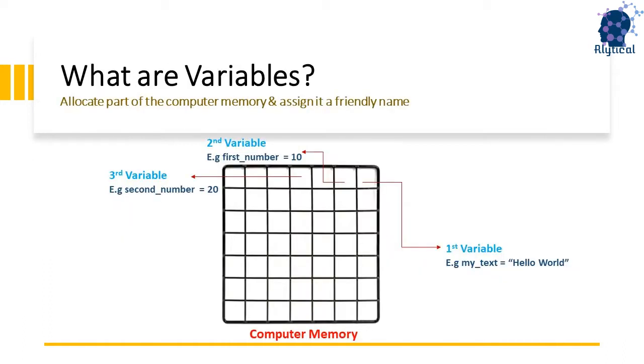In more technical terms, variables are a way to allocate some part of your computer's memory to store information, and to also provide that part of the memory with a friendly name. The friendly name will help us to differentiate the information between 2 or more variables.